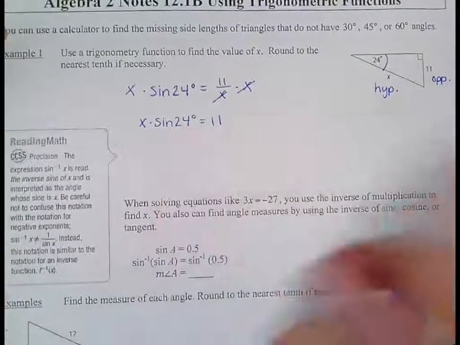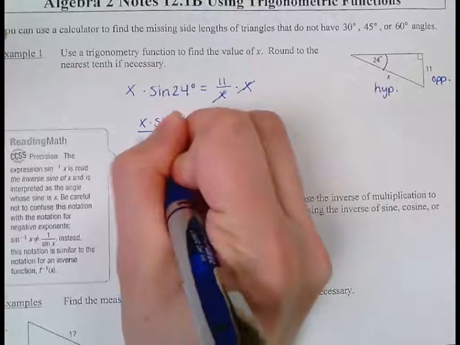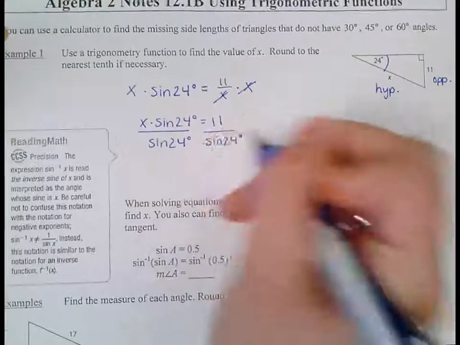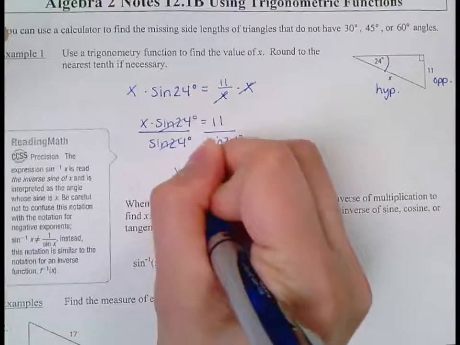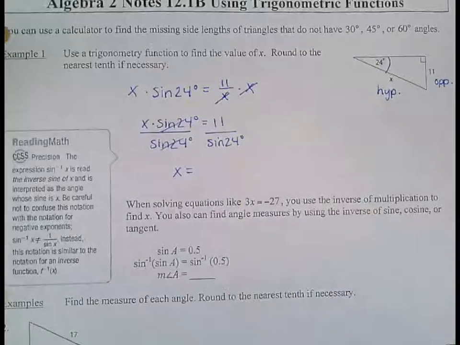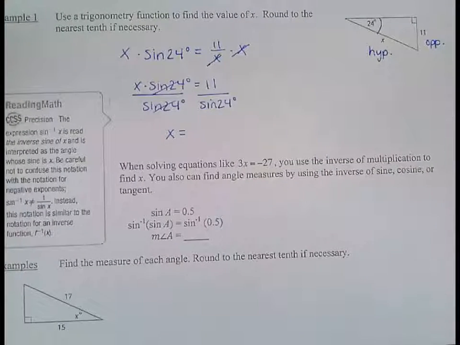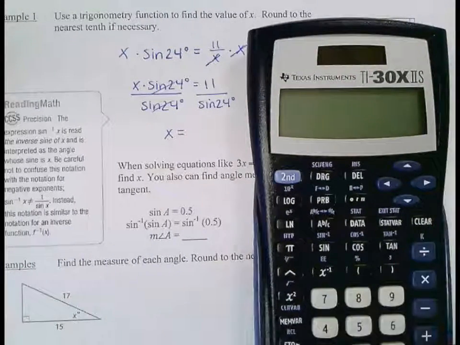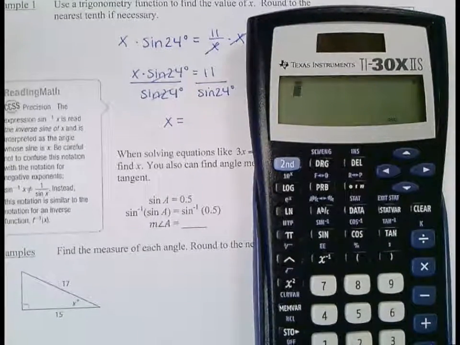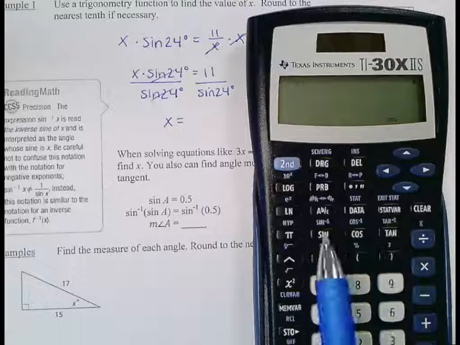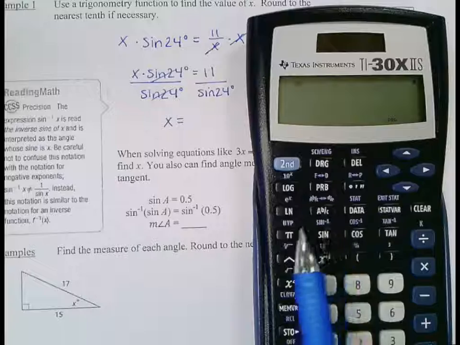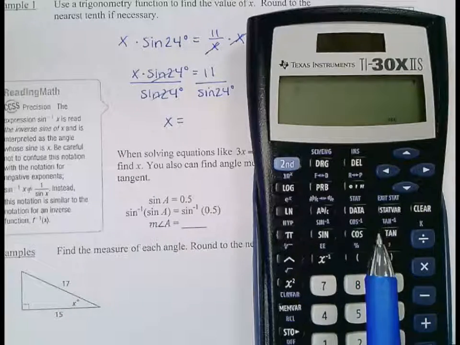And then to solve for x, I can divide both sides by the sine of 24 degrees. So then I would calculate 11 divided by sine of 24 degrees on the calculator. Depending on what calculator you have, you'll need to figure out where your sine, cosine, and tangent functions are on there, which you've probably used in geometry. On here, they're kind of in the same row as that division key. You have a sine, cosine, and tangent key on this calculator.